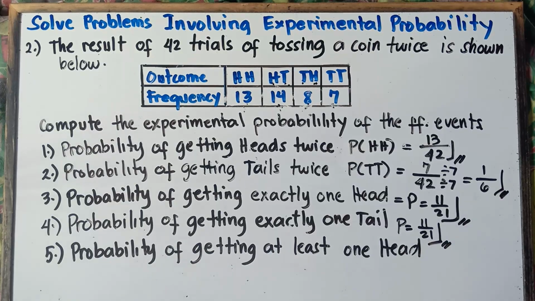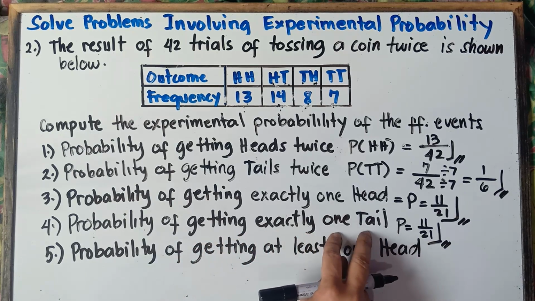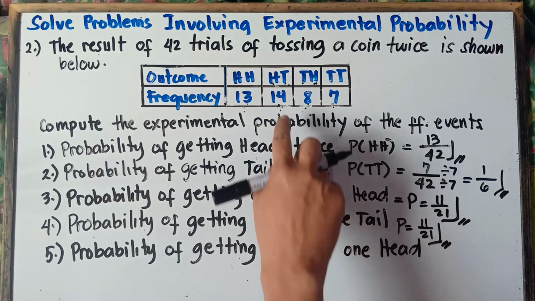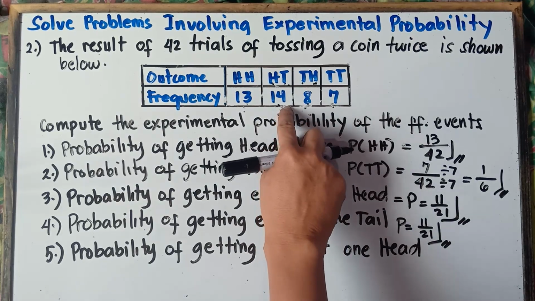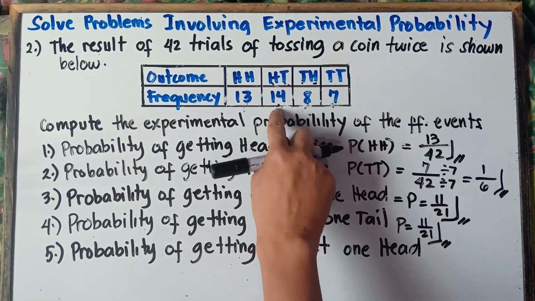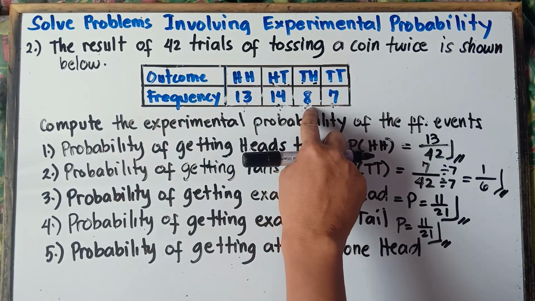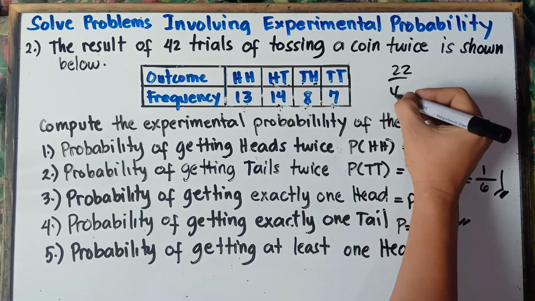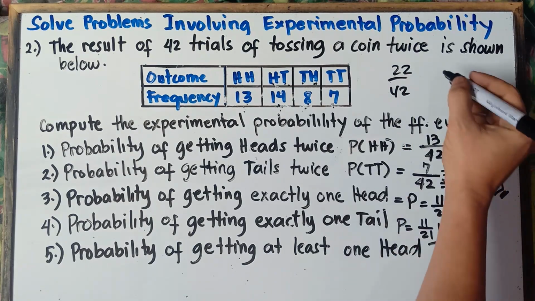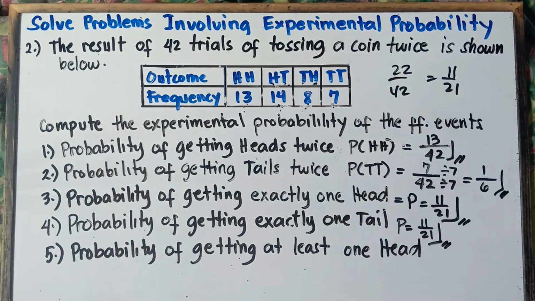I hope, class, you're not confused. For example, number 4, probability of getting exactly one tail. They will have the same answer, class. Because this one, exactly one tail, 14. This one, exactly one tail. So 14 plus 8, that would be 22 all over 42, and then reduced by 2, that would be 11 over 21. They will have the same answer, class.